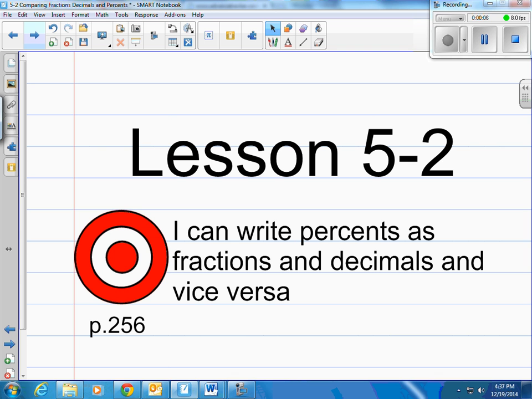This is lesson 5-2 in our books on page 256. And the target is I can write percents as fractions and decimals and vice versa. Reverse that.